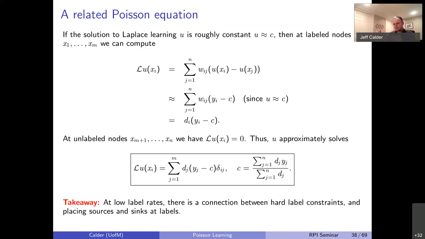So what this says is that there's some kind of connection. This is all sort of heuristic at this point, but there's some kind of connection between hard label constraints and this idea of placing sources and sinks at these labels.